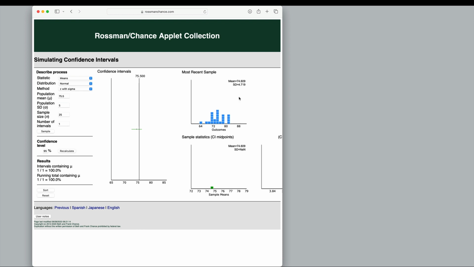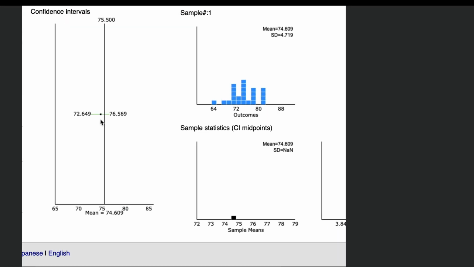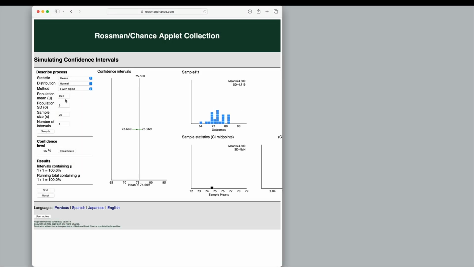Now, what is going on is that we calculate a confidence interval. What you see here is this green interval, and it generates a left endpoint, or the lower limit, and the right endpoint, the upper limit. Right in the middle is our point estimate. That's the sample mean of 74.6. The values that fall between the left and right endpoint are the most plausible values for the true value of 75.5.